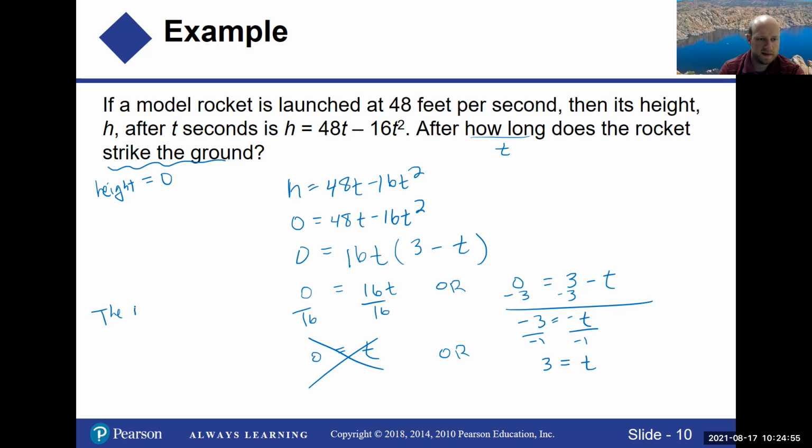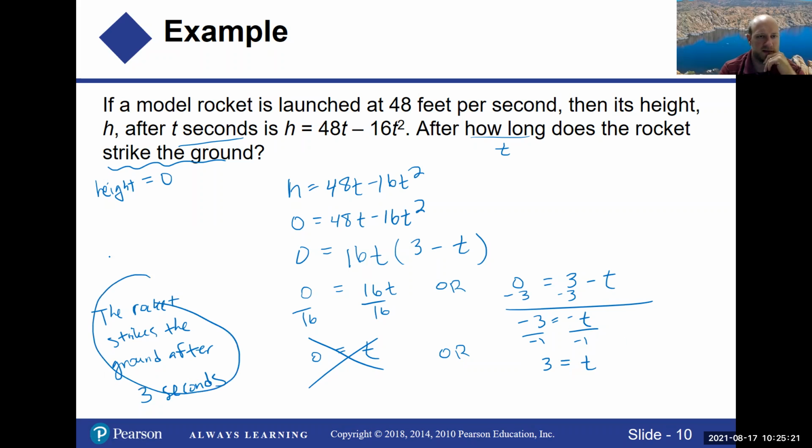The rocket strikes the ground after 3 what? Seconds, right? T is in seconds. We just found that one of the times was 3. So after 3 seconds. Wow, that was bad. Let me recircle that.